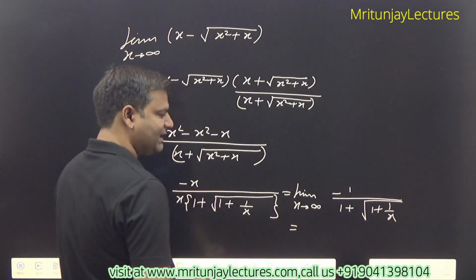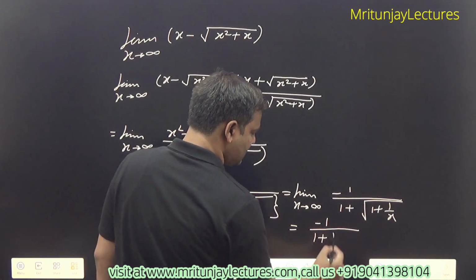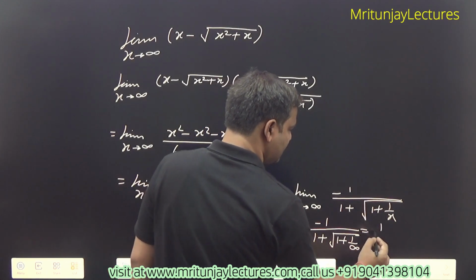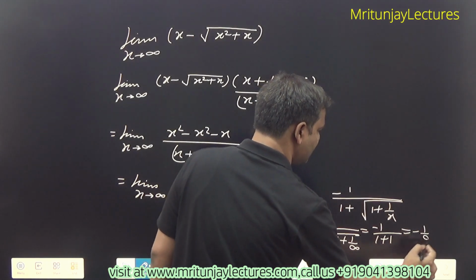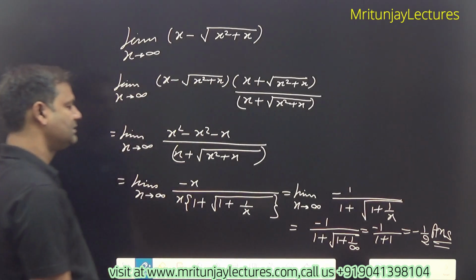Now put x equal to infinity, we get minus 1 upon 1 plus square root of 1 plus 1 by infinity, then minus 1 upon 1 plus 1. So how much is that? Minus 1 by 2 is the right answer. I hope that is clear.